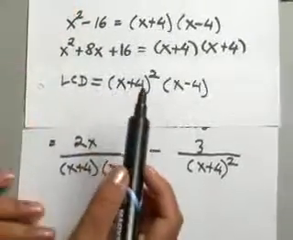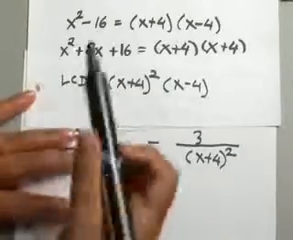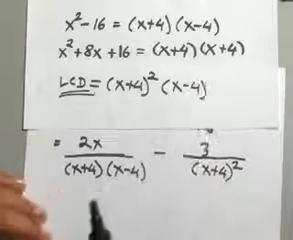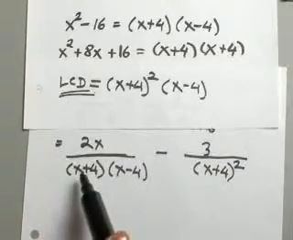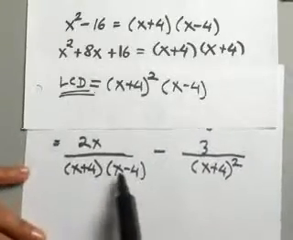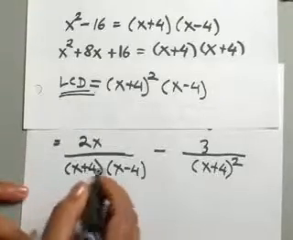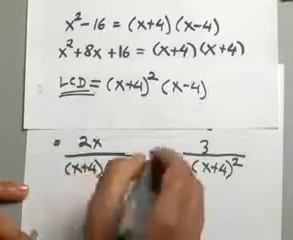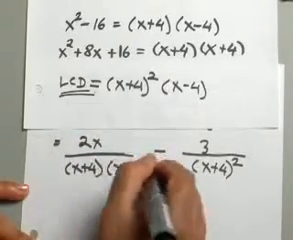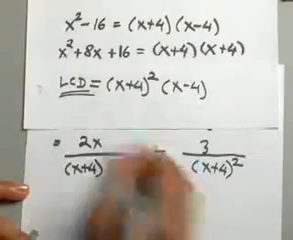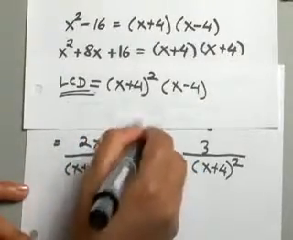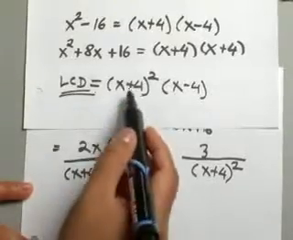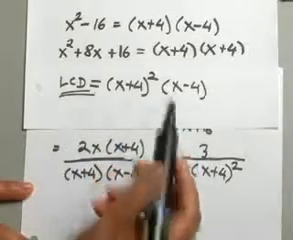So if you look at this, your least common denominator is x plus 4 quantity squared x minus 4. Looking at our first denominator, you have 1 x plus 4 and you have 1 x minus 4, which tells us that we are missing 1 x plus 4 in our denominator here. So we multiply our first expression by x plus 4. So of course you want to multiply your numerator also by x plus 4. And now you can see your denominator looks the same as the LCD.